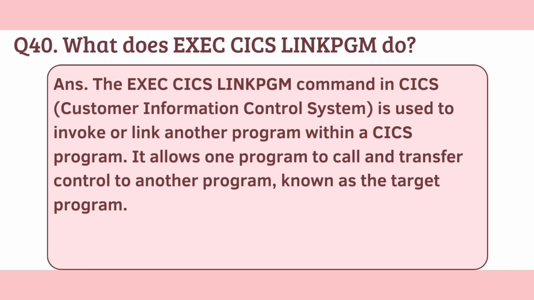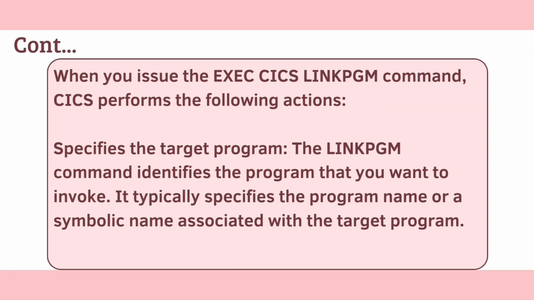What does XCTL link PGM do? The answer is: the XCTL link PGM command in KICKS is used to invoke or link another program within a KICKS program. It allows one program to call and transfer control to another program, known as the target program. When you issue the XCTL link PGM command, KICKS performs the actions as mentioned here.